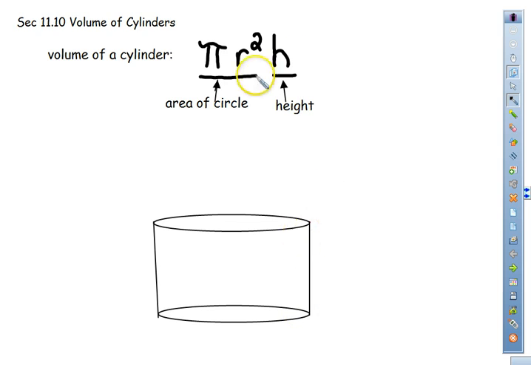Okay? So if you want to take a second and copy this down, make certain that you have all the correct information there, then you can move on to the next screen. So go ahead and hit pause and copy that down. Alright, so again, this is my area of that circle. The height is going to be how tall that cylinder actually is.